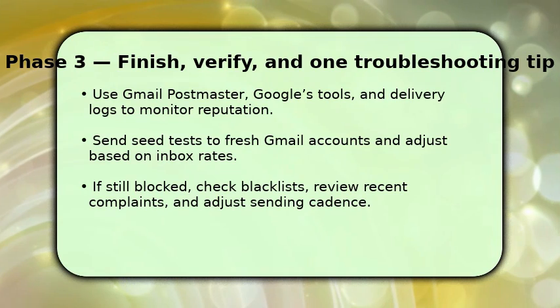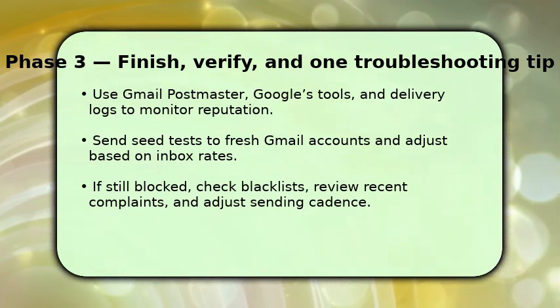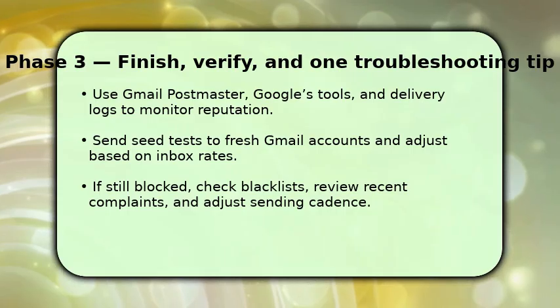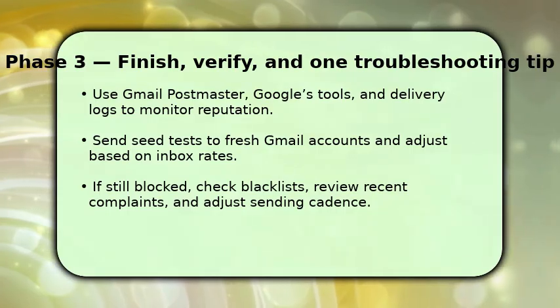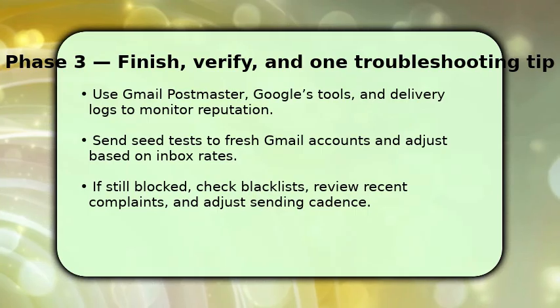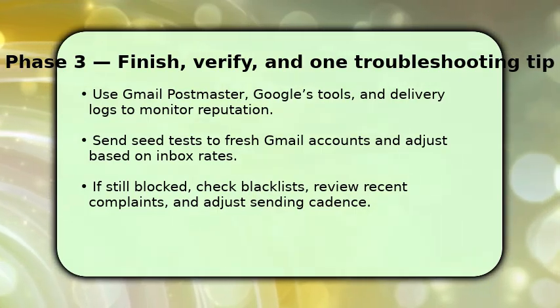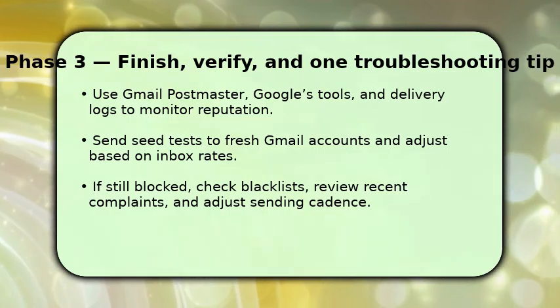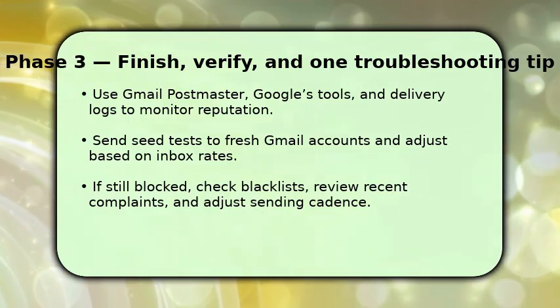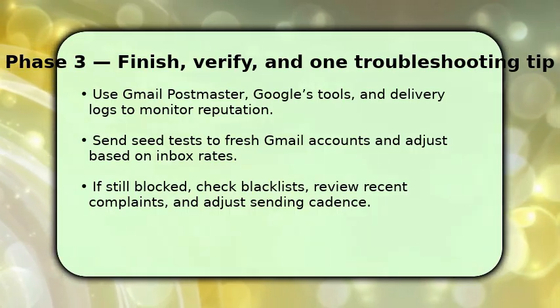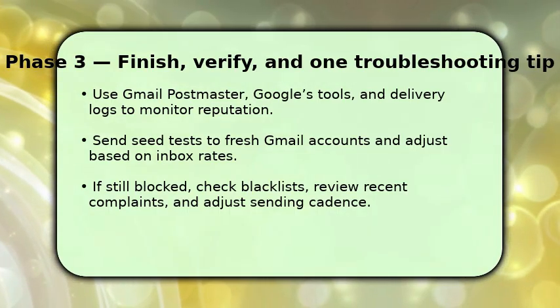Finish by monitoring and iterating. Use Gmail Postmaster and your ESP's logs to track spam rates, authentication passes, and IP reputation. Send test messages to several fresh Gmail accounts to confirm inbox placement and tweak cadence, content, or list hygiene as needed. If problems persist, check DNS, review complaint rates and blacklists, and pause high-volume sends until reputation recovers.